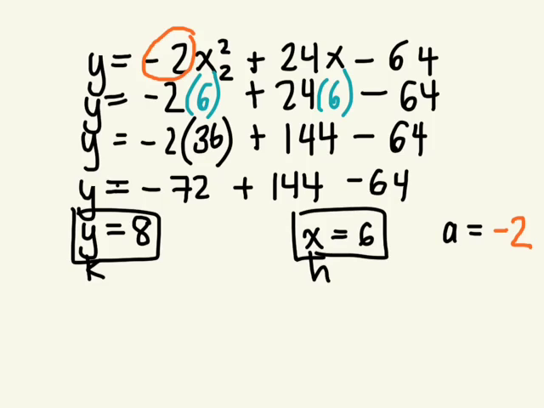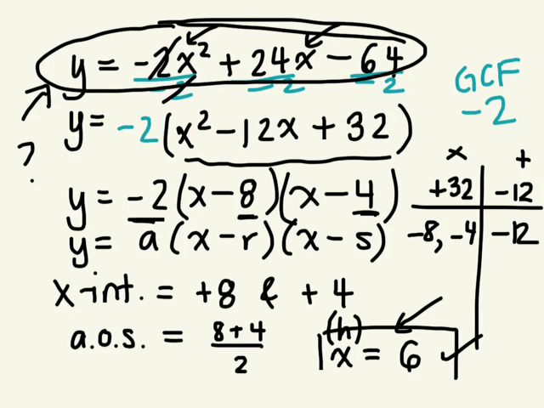Let's look back at factored form. Look, it's -2, right? It's not whatever you divide it by. It depends what the coefficient of x squared is when it's in standard form, and it's whatever's in front of your x minus r and x minus s.